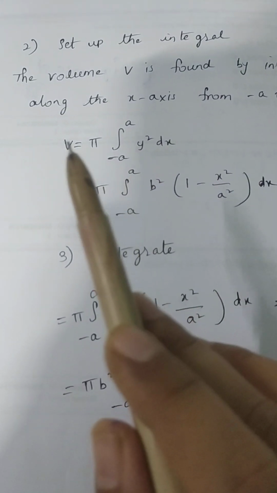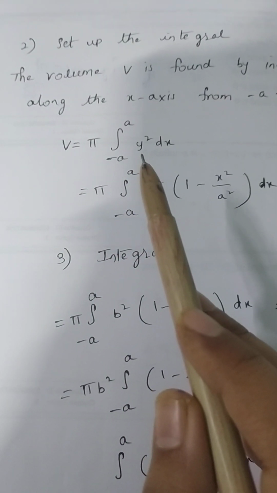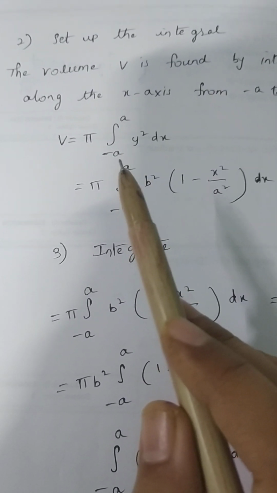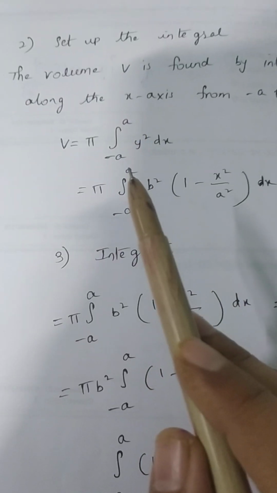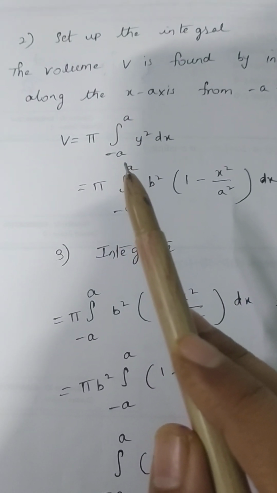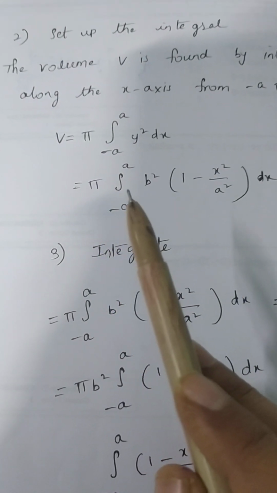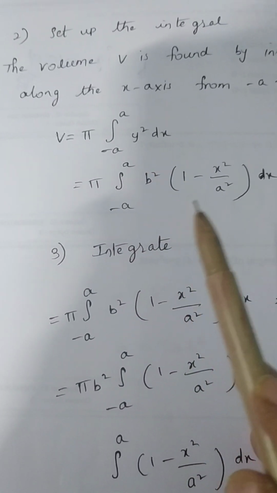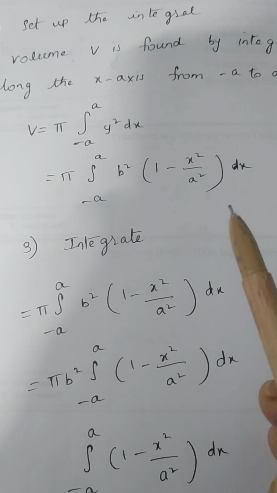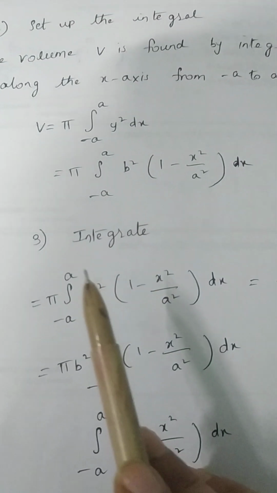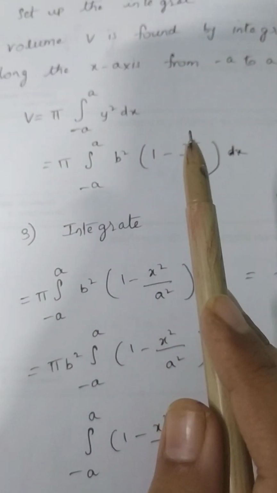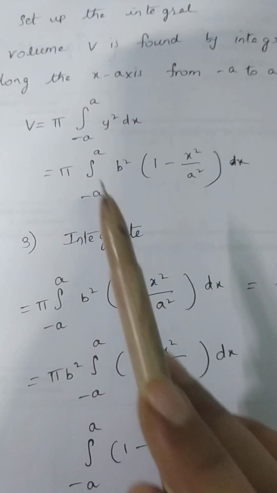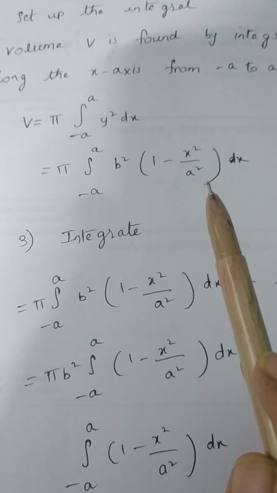After isolating, now we have to integrate along the x-axis from minus a to a. A is the upper limit and minus a is the lower limit. Pi integral minus a to a. What is y square here? B square into 1 minus x square by a square dx. So the volume V is equal to pi integral minus a to a b square into 1 minus x square by a square dx.